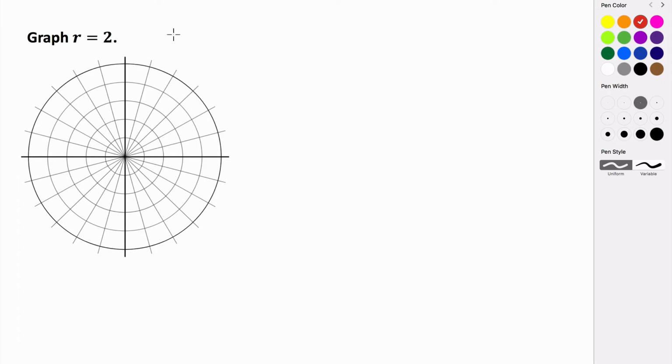So if you recall back to our last video, we had a few things that we could use to convert between polar coordinates and rectangular coordinates. So we know that r squared is x squared plus y squared. We know that x is equal to r times the cosine of theta. Y is r times the sine of theta.